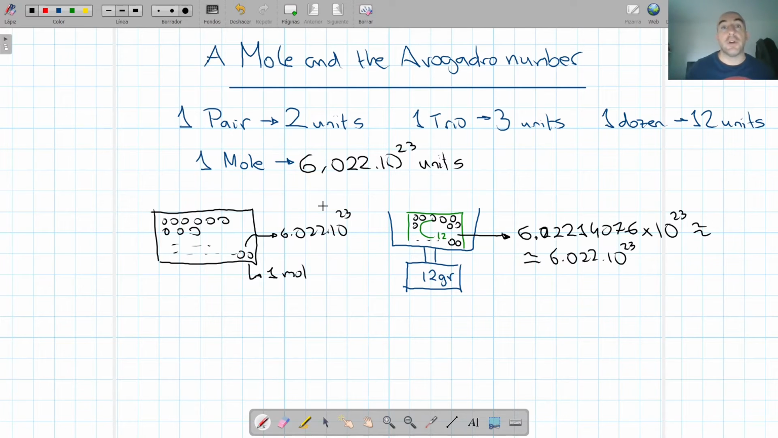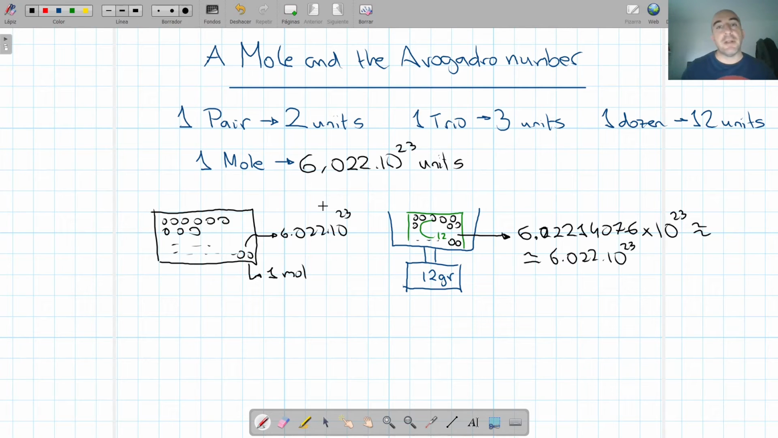So, for example, we could talk about a mole of football players, and it would be 6.022 times 10 to the power of 23 football players. A mole of bananas would be 6.022 times 10 to the power of 23 bananas. Okay, we don't normally count big substances with this number because, as you see, it's a huge number. So we know it normally refers to small quantities, for example, ions, atoms, molecules.